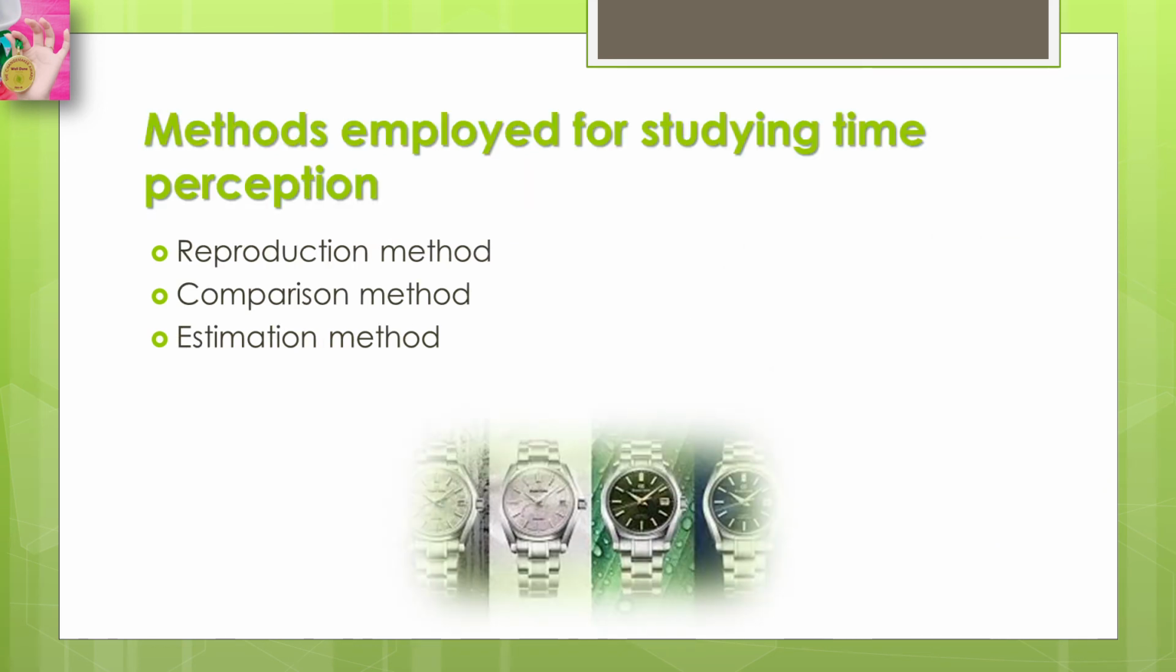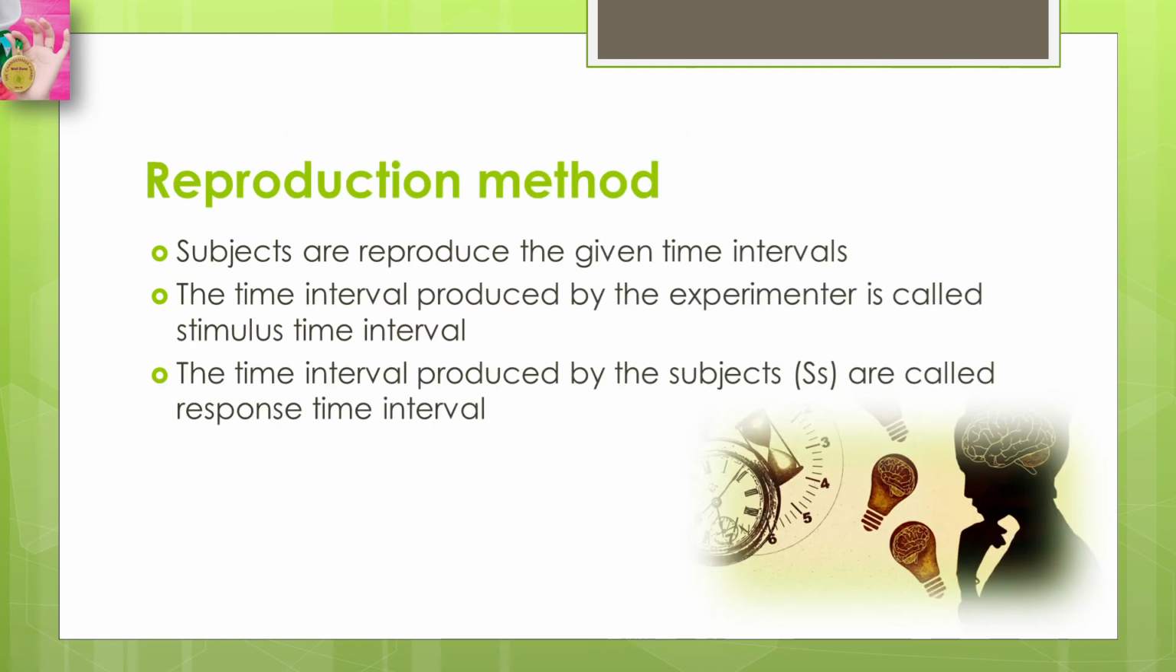Now, there are some methods that are employed for studying time perception, in which we'll discuss the reproduction method, after that the comparison method, and last but not least the estimation method. We'll discuss these methods one by one. So let's start with the reproduction method. Scientists usually employ three methods for experimental studies on time, and these are the reproduction method, comparison method, and estimation method. Now, in the reproduction method, subjects are required to reproduce the given time interval.